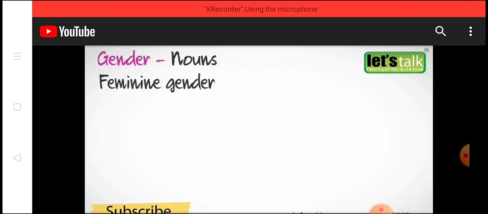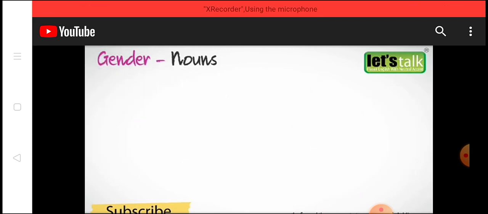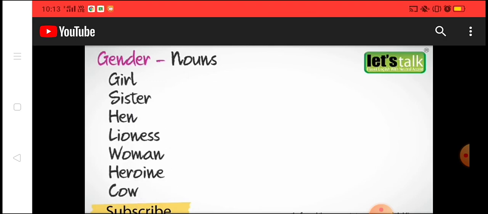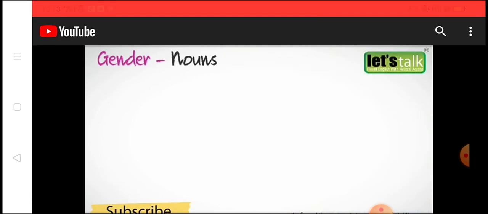Now put the side heading as feminine gender. A noun that denotes a female is called a feminine gender. Copy this example, students: girl, sister, hen, lioness, woman, heroine, cow. So copy these examples below feminine gender.